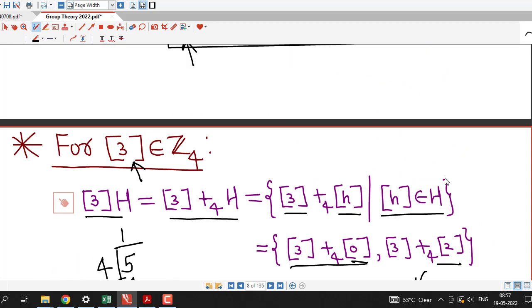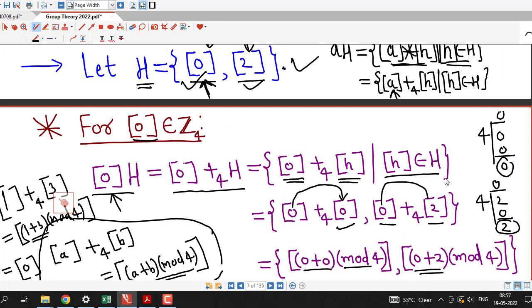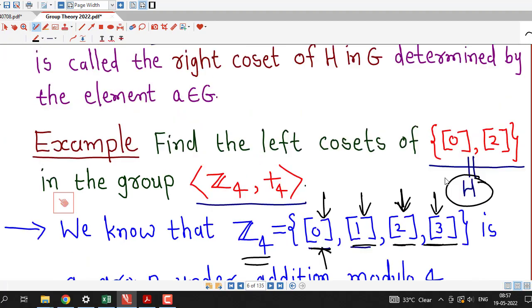So this is all about this session. In the next session we will discuss some properties of cosets of a subgroup.